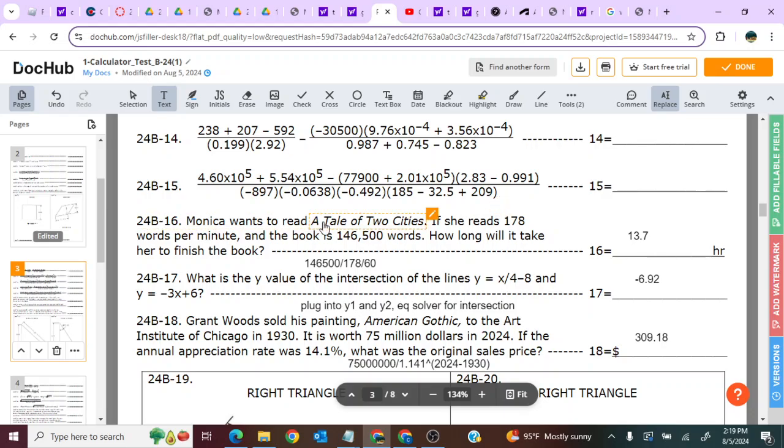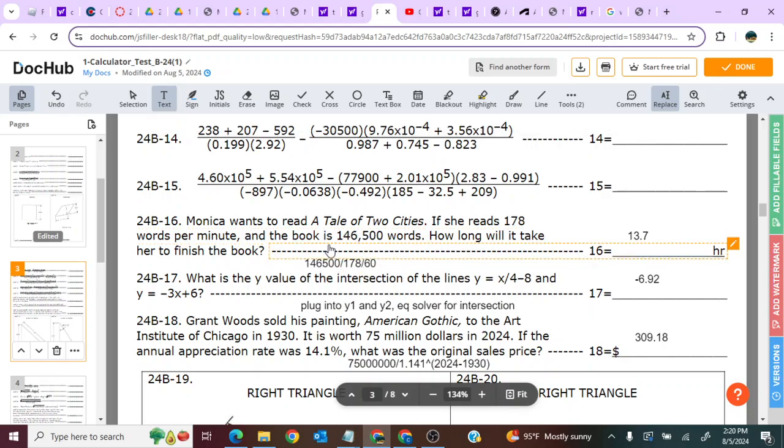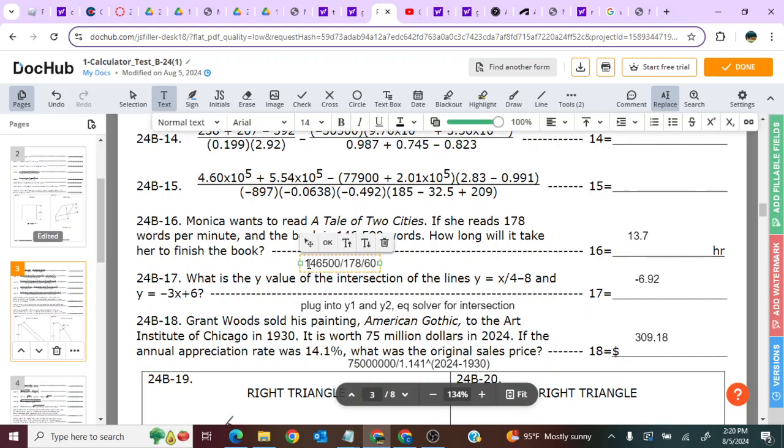Monica wants to read A Tale of Two Cities. She reads 178 words per minute. The book is that long. How long will it take her to finish? Well, the amount of time it takes to finish is amount over rate, or in terms of something else you might understand, it's distance over speed. So the amount of words she has to read divided by the rate at which she does it gives you the amount of minutes it takes, and then you divide by 60 to convert to hours.